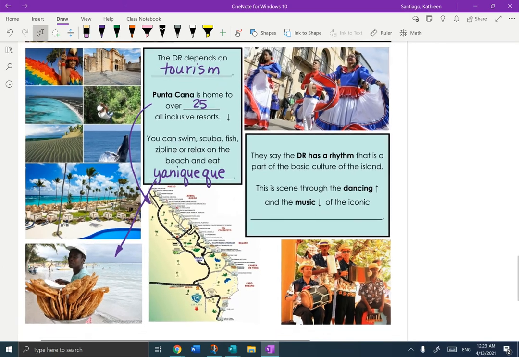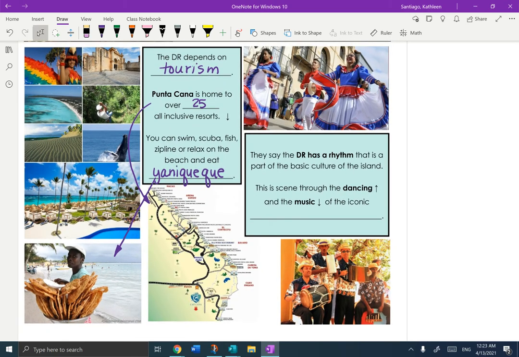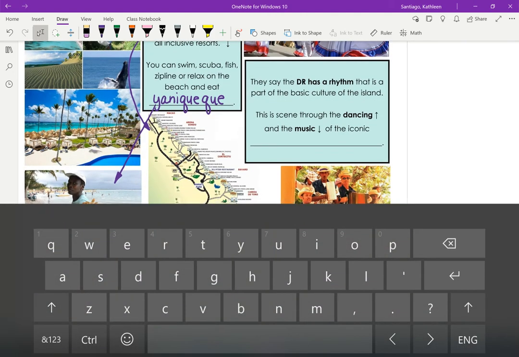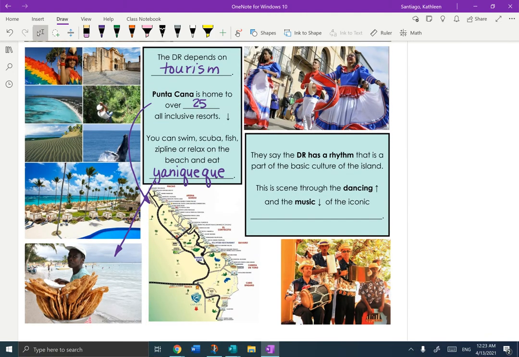So the last 2 pictures, they say that the Dominican Republic has a rhythm that is a part of the basic culture of the island. This is seen through the dancing, as you can see above, and the music of the iconic, let's see if you know, what is the iconic music of the Dominican Republic? Merengue. If you've watched Dancing with the Stars, you've seen them do merengue. So merengue music and dancing.